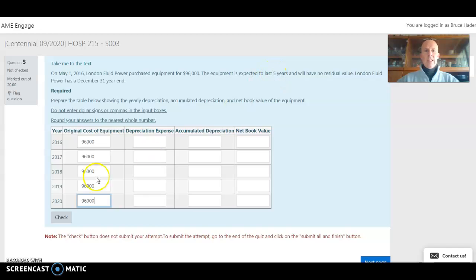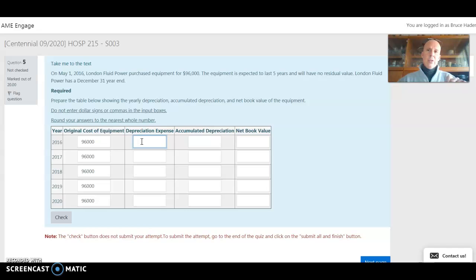So the equipment is expected to last 5 years. We see 2016, 2017, 2018, 2019, 2020. Okay, we have 5 years there. However, you notice that this was purchased on May the 1st, 2016, and London Fluid Power has a December 31st year end. So for the first year, on January 1st, 2016, London Fluid Power didn't have this equipment. They didn't have it until 4 months into 2016. So what we have to do is calculate the depreciation for part of 2016.